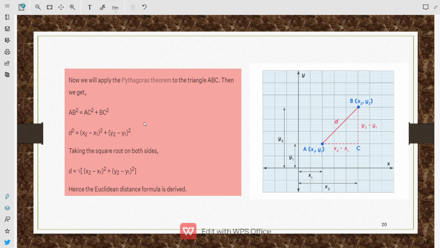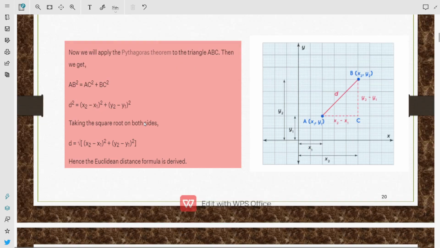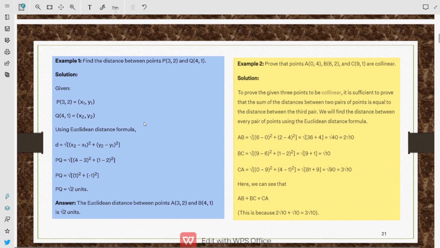This is the derivation of the Euclidean distance. It might be asked in the 2 marks question itself. If you want, you can take a screenshot and go through this. It's a very similar one, that's why I'm not going to explain in depth about this concept. This is the example. We'll go through these examples, then your understanding of these distance measures will be clear. Find the distance between 2 points. See here, we have been given the 2 points P and Q.